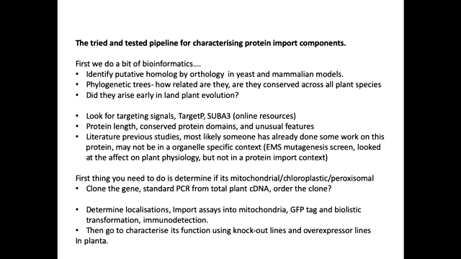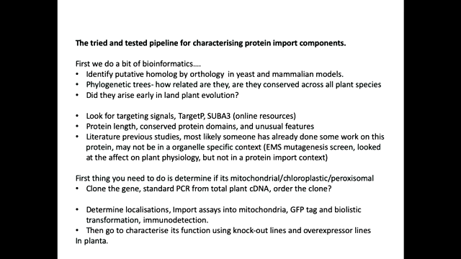All right. So for example, somebody might have identified it in an EMS mutagenesis screen. So it's a completely non-biased way of identifying protein function, but not actually looking for protein import. Okay, so once you've decided you're going to characterize a protein import component, you're going to spend the next 3 years of your PhD doing this.